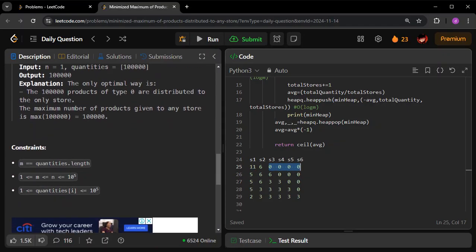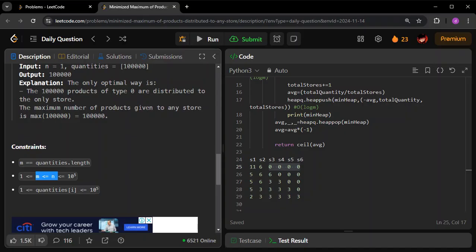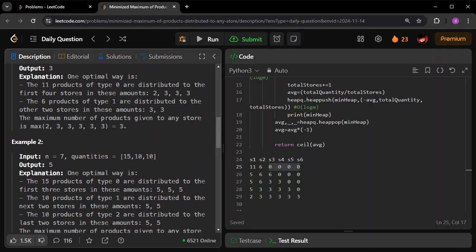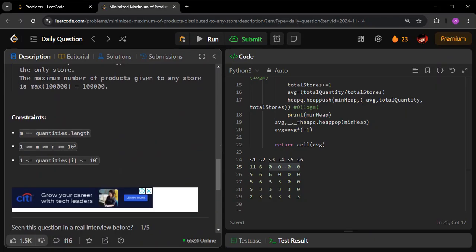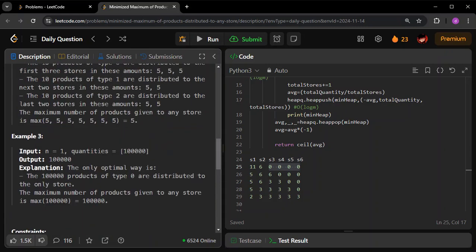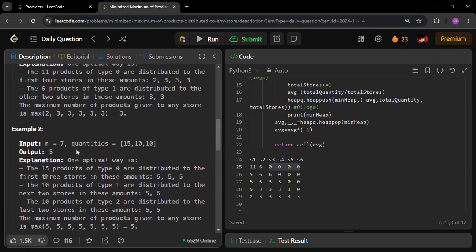If you see the constraints here, M is always going to be less than or equal to N. That is, the number of types of products is always going to be less than or equal to the number of stores we have. That is the basic idea. So can you quickly tell me, if N and M are the same, what will be the answer?